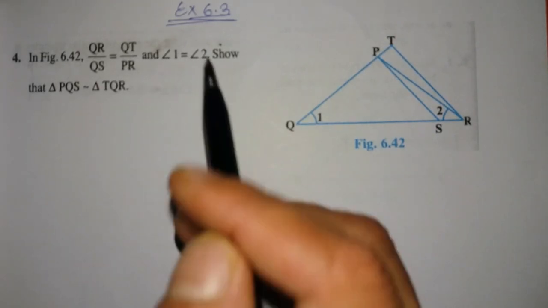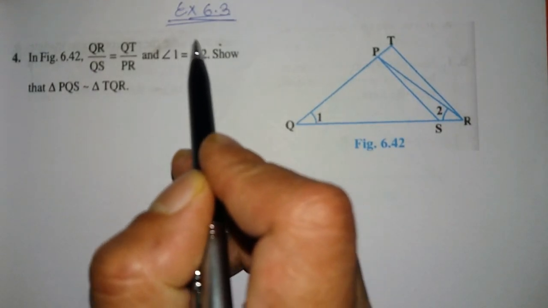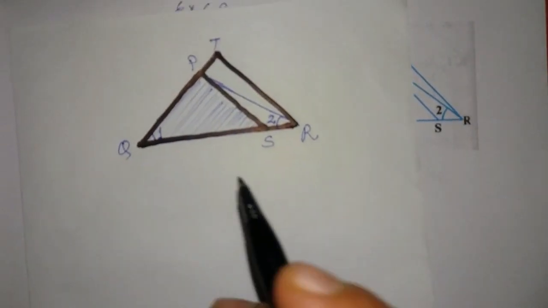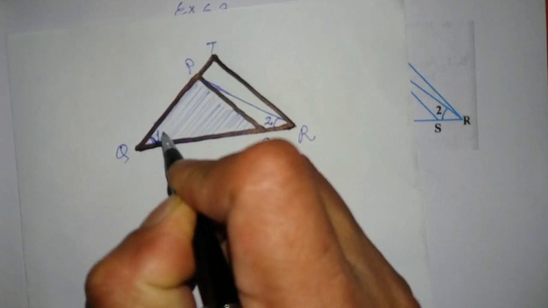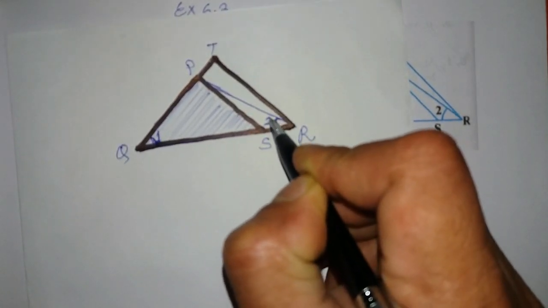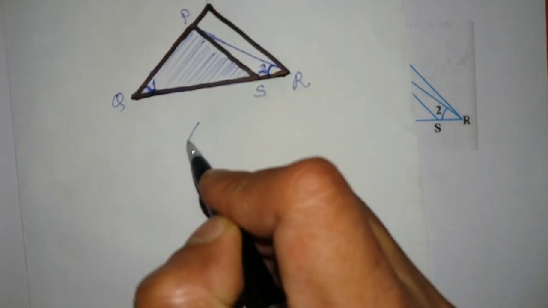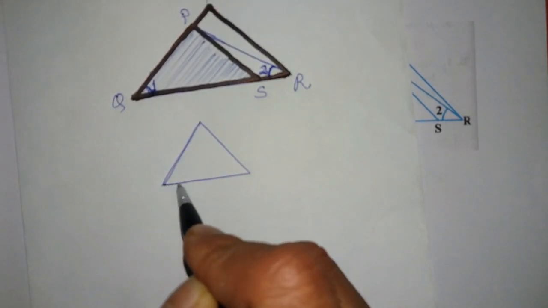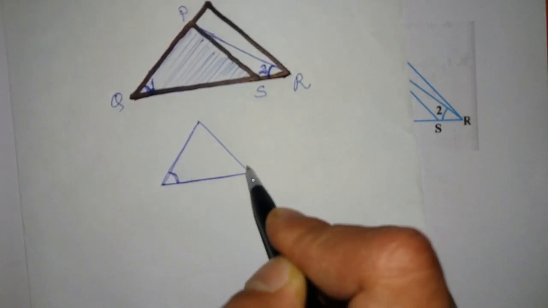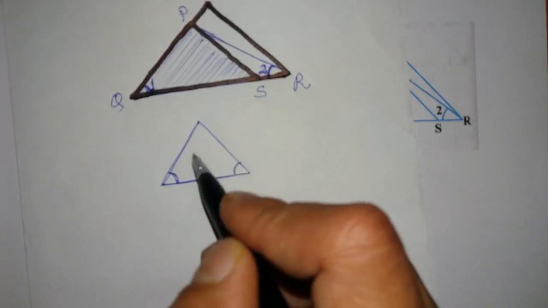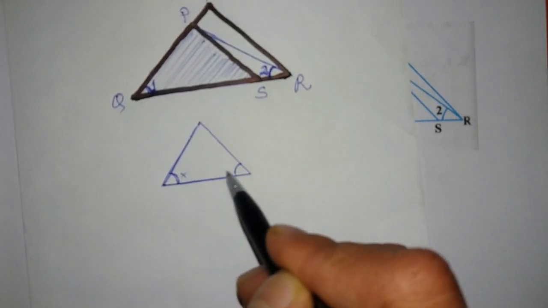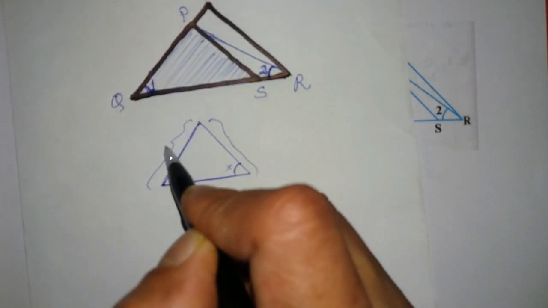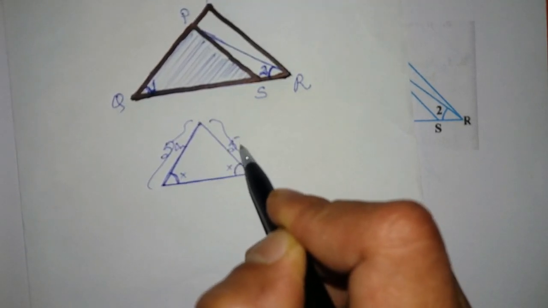Now let's first use the first one. Angle 1 is equal to angle 2. This is our angle 1, and this is our angle 2. Now let's recall what we have already learned before. In a triangle, if two of its angles are equal, then the opposite sides are equal. So in this triangle, if these two angles are equal, then these two sides will also be equal. If this is 5 centimeter, then this will also be 5 centimeter.